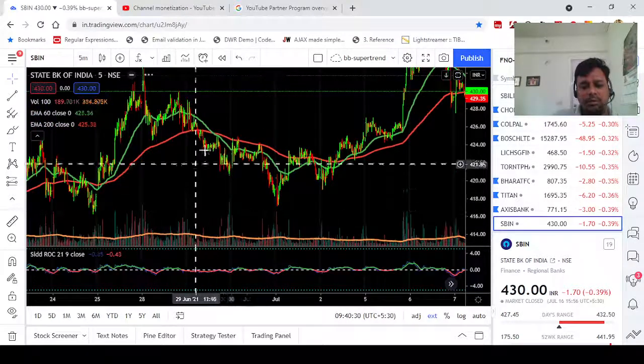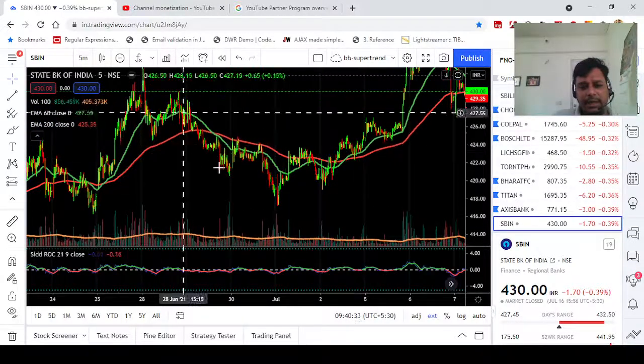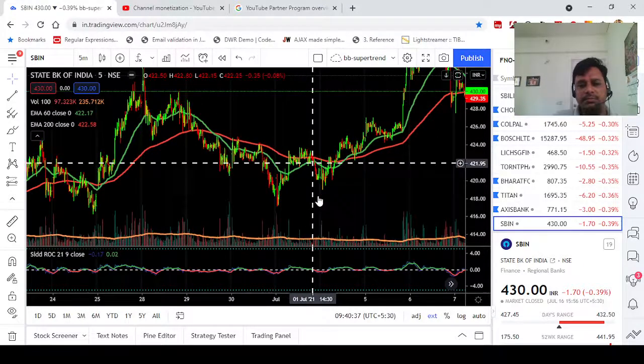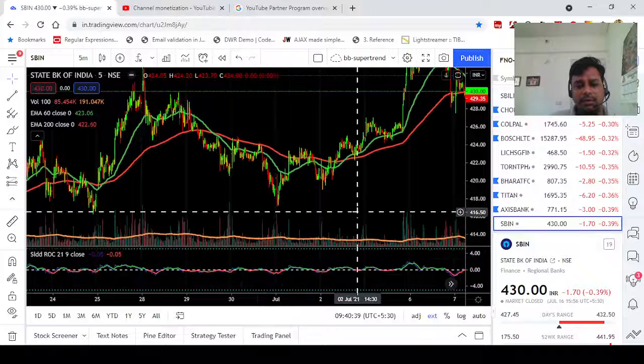Okay, so what you need to trade this setup is the trend, the curvature, and pullbacks. I think we have done it today.